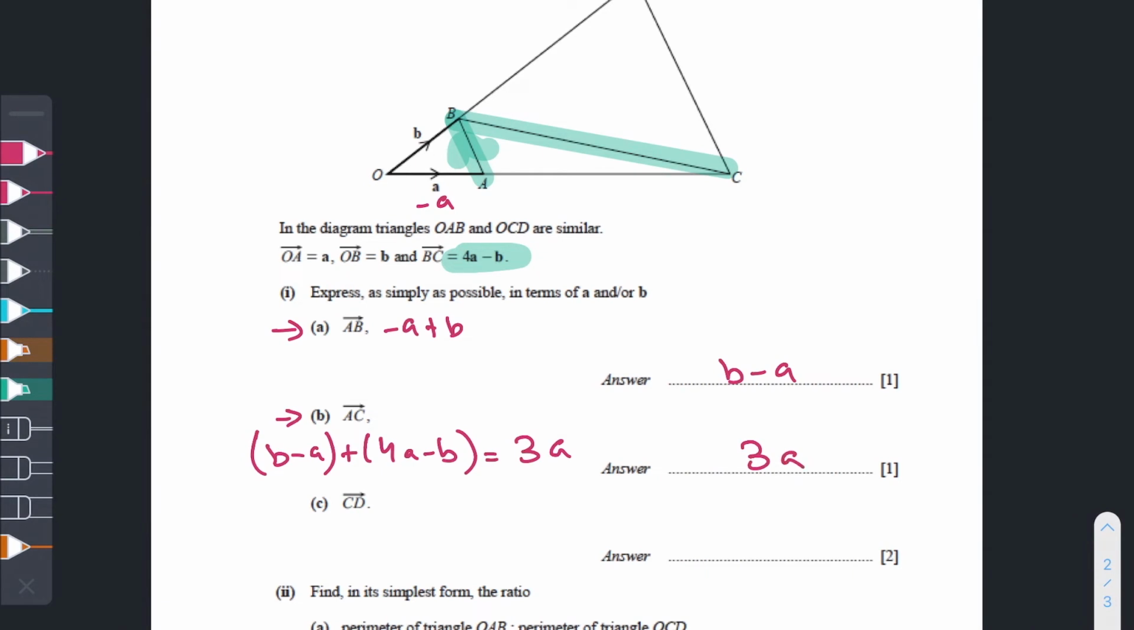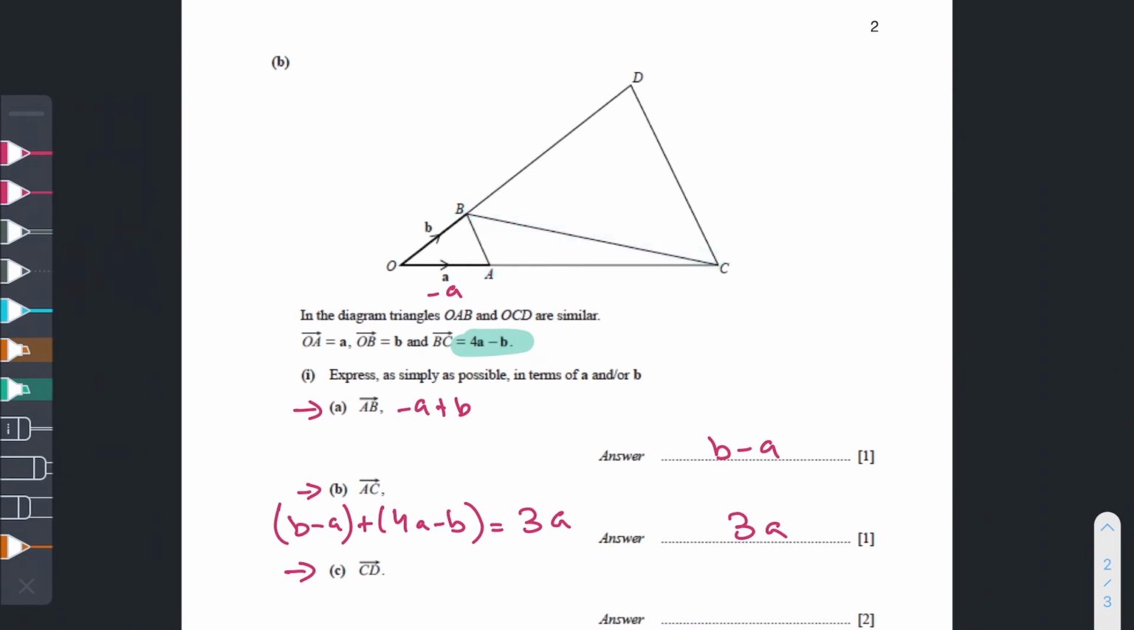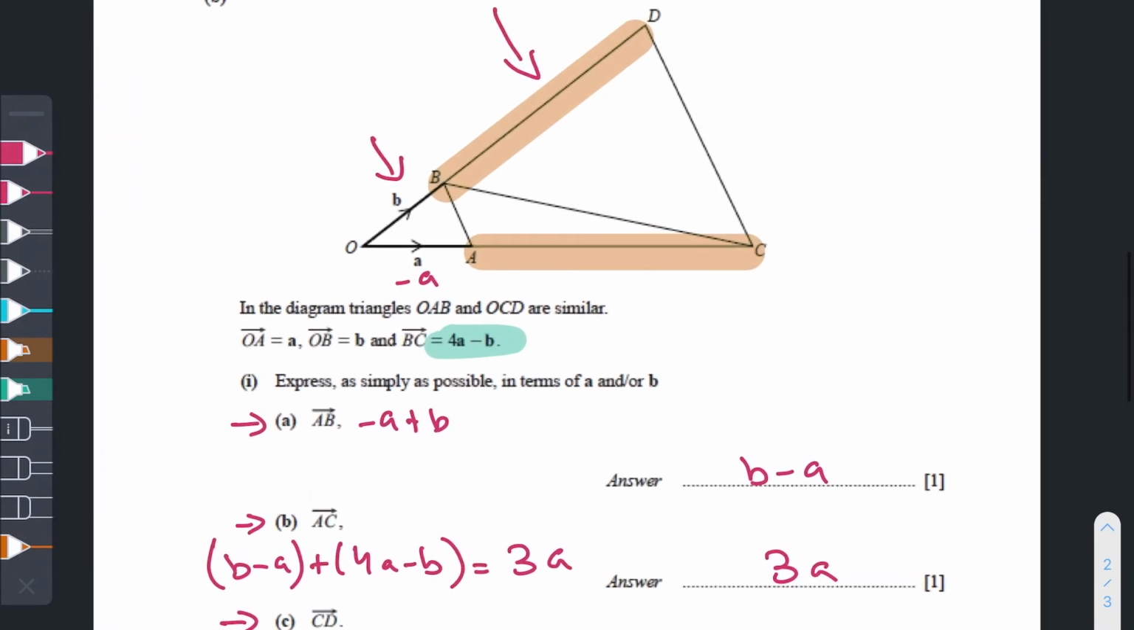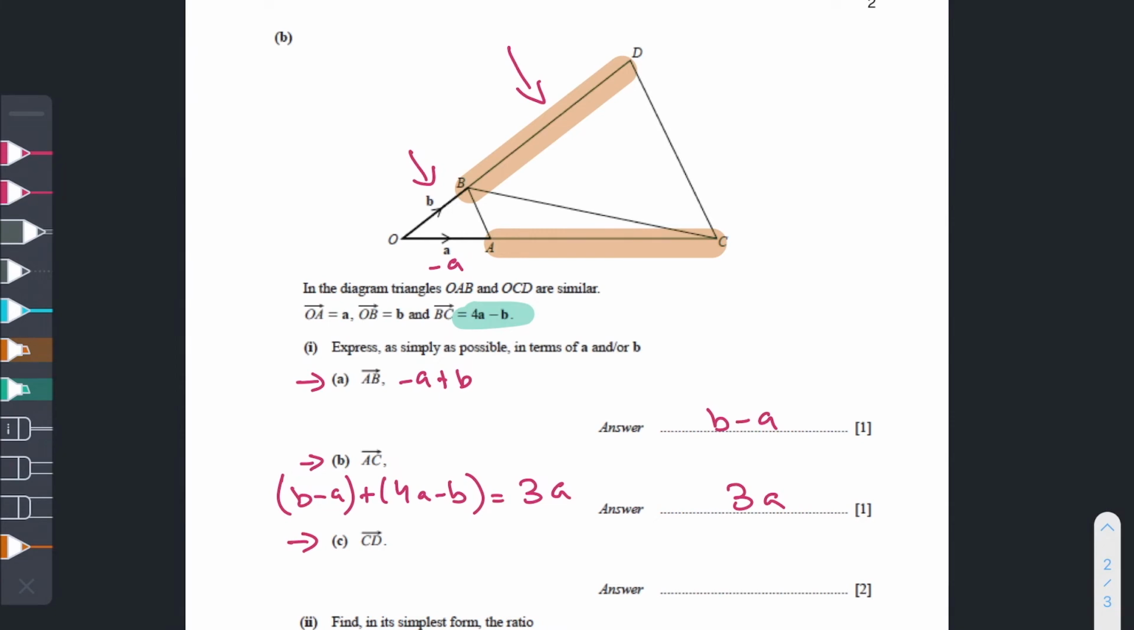This is 3A. The next column vector they have asked for is CD. In order to go from C to D, you would need to find out what CA is and then what BD is to make things simpler. If OAB and OCD are similar triangles, and B to C is given to us, or in the previous part we found AC, this is supposed to be 3 units if we are going in this direction. But if you're going in the opposite direction, this becomes negative 3A. From C to A and then from A to O, CA in total becomes negative 4A.